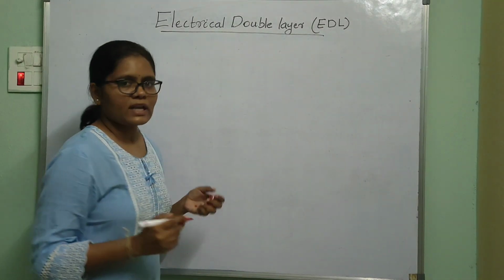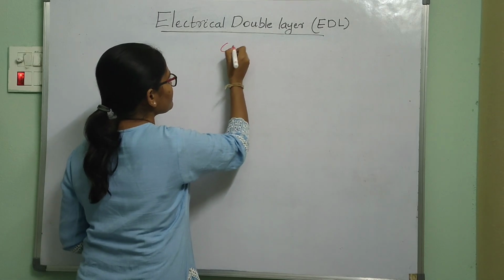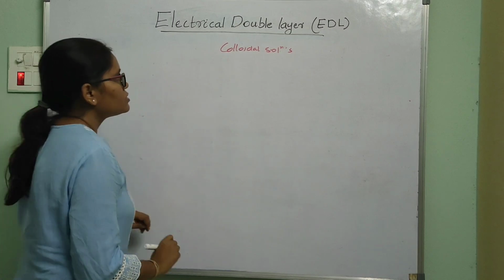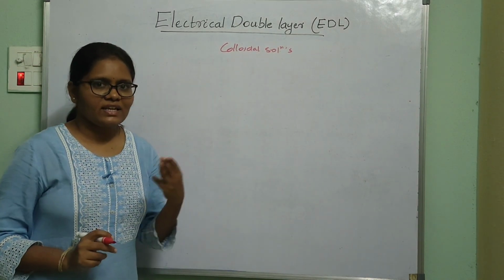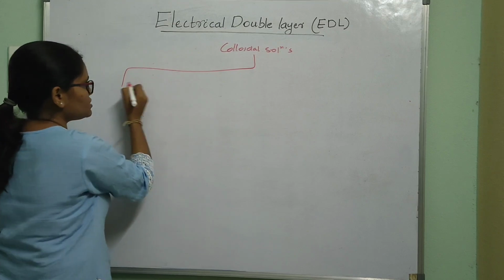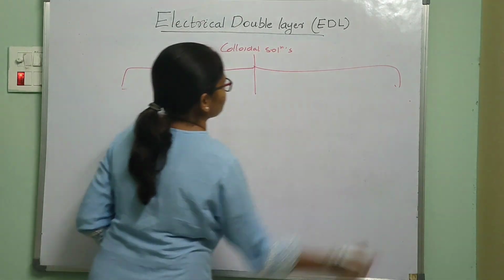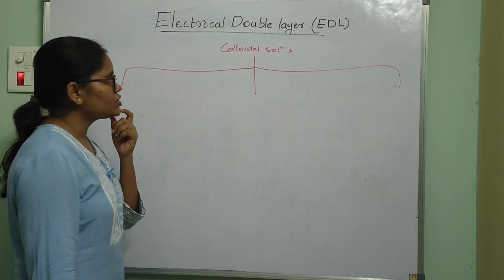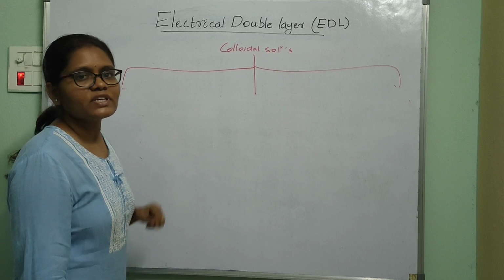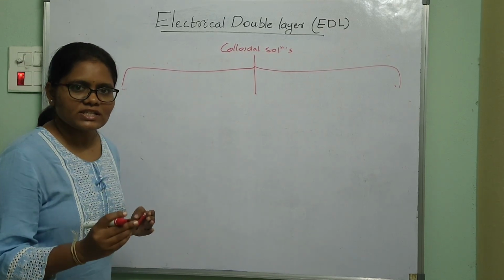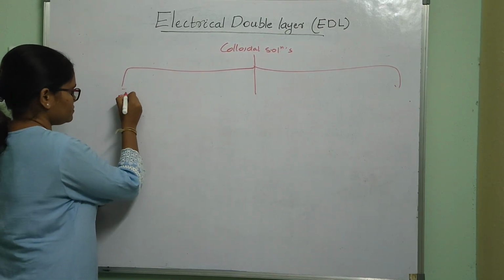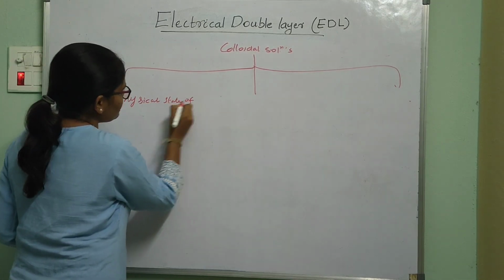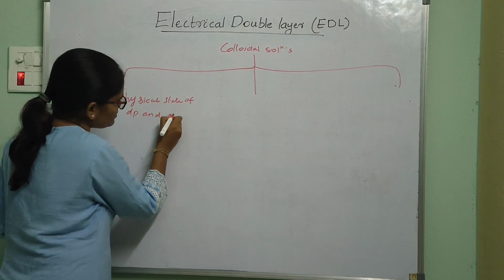Now let us look at classification of colloidal solutions. These colloidal solutions have three classifications. The first classification is based on the physical state of dispersed phase and dispersion medium.